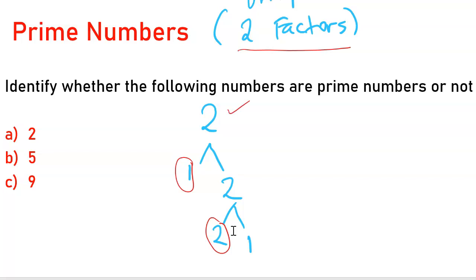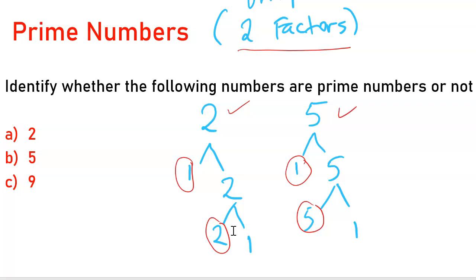Since we said prime numbers are numbers that have only two factors, 2 is actually a prime number. Okay, let's try 5. Is 5 a prime number? You divide it by 1, you get 5. You divide by 2, it's not divisible. By 3, it's also not divisible. So the next number that 5 is divisible by is just 5 itself. Therefore, the only two factors of 5 are 1 and itself, which is 5. So because it has two factors, 5 is also a prime number.